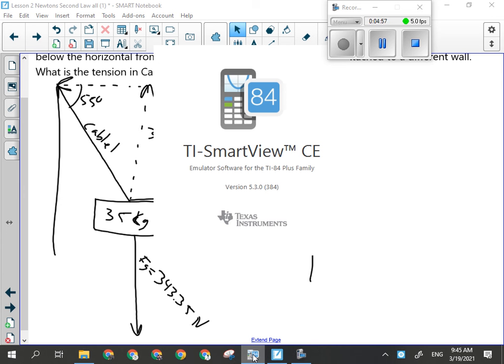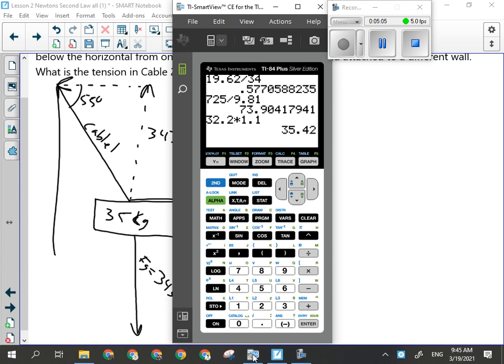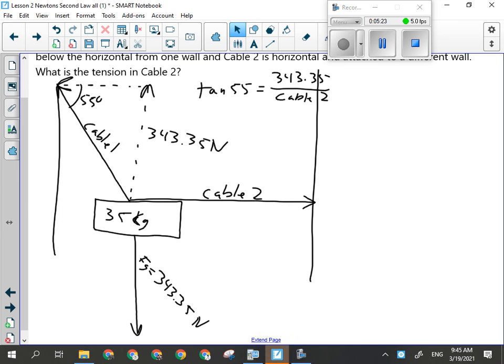So like I said, that's the most difficult calculation. You only do 2 calculations in this question. You figure out the force of gravity, and then you stick it in a trig calculation. But a question like this is really tough to visualize, like many Newton's second law questions are. So we'll have 343.35 divided by the tan of 55. All right, so cable 2 is pulling with 240 newtons to the right. Actually, it'll be 2.4 times 10 to the 2.